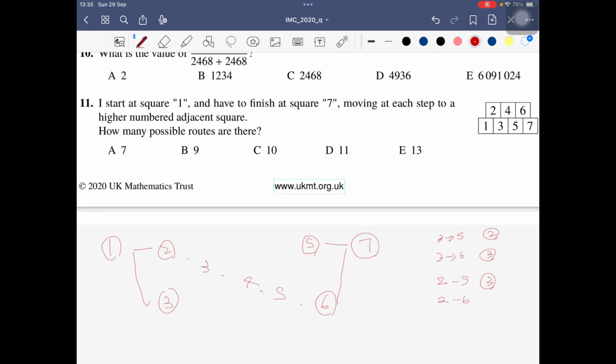But here we cannot go in 1 step. Because of 4, we can go in 2 steps. And if we go with 3 steps, like 2, 4, 6, 3, 5, 6, or 4, 5, 6. And if we want to make 4 steps, 3, 4, 5, 6. So altogether 13.